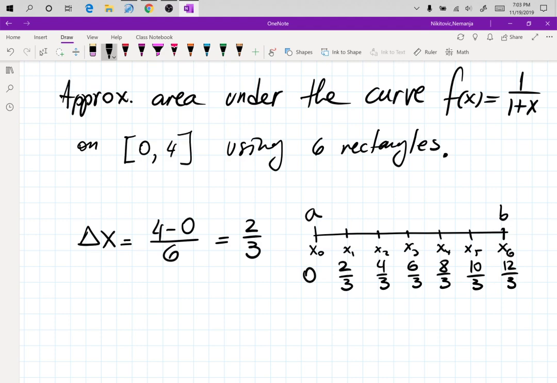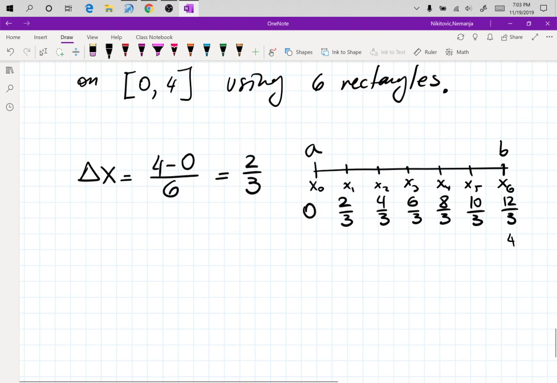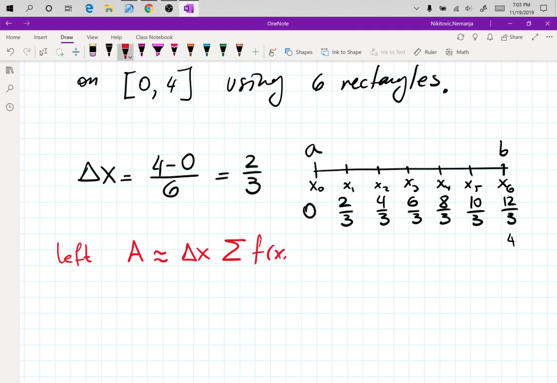Now, we know that we can simplify 6/3 is 2, right? And 12/3 is 4. So we know this is 4, which is our b. So that's great. Partitions worked well. And now for the left sum, I have area is approximated by delta x sum of f of x i's, where i starts at 0 and goes to 5, because it's n minus 1 for the left.